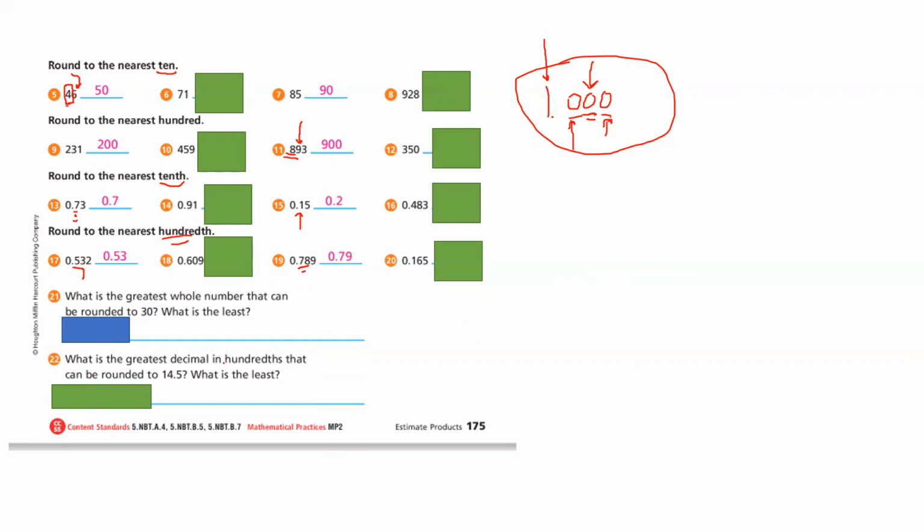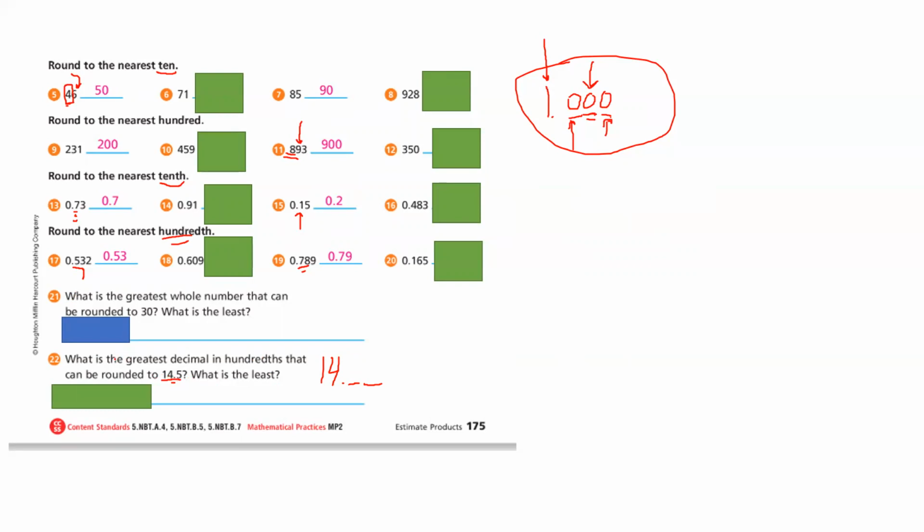And then what is the greatest decimal in the hundredths that can be rounded to 14.5? Ooh, so 14 point something something. Well, a lot of people would think, oh, 14.49 is the biggest thing that could be rounded to 14 5/10.